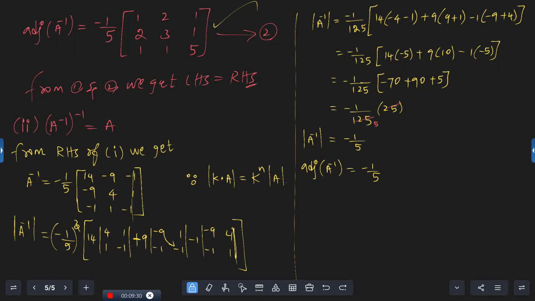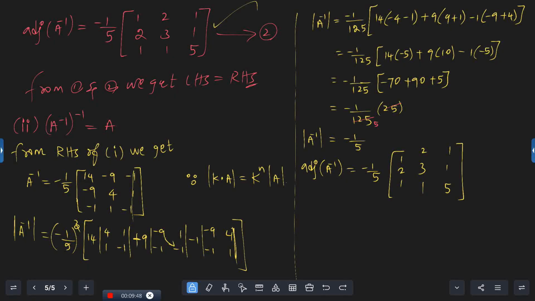What is that? Minus 1 divided by 5 times the matrix 1, 2, 1; 2, 3, 1; 1, 1, 5. Am I right? This is what I'm getting. Now you have to apply this. Is it okay? A inverse, the whole inverse.